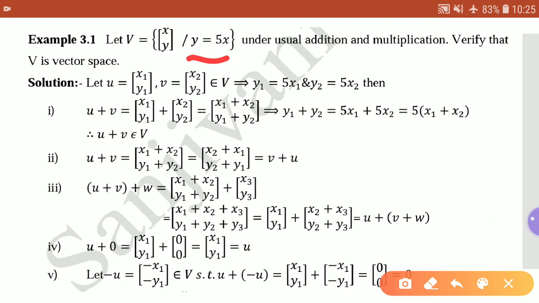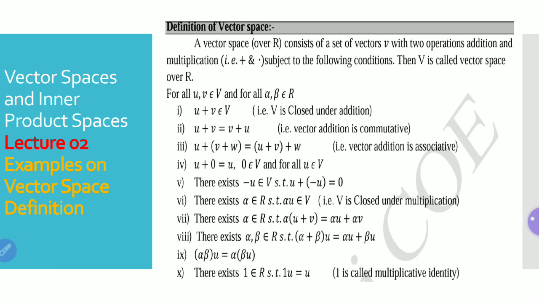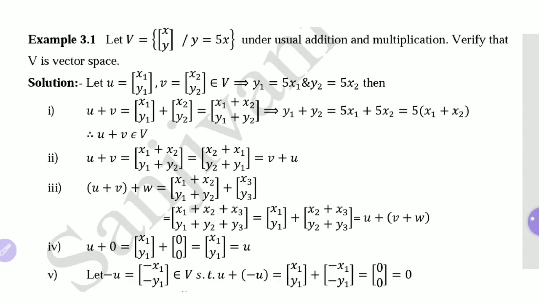For verifying whether the given set is a vector space or not, we need to verify these 10 properties, starting from the first property up to the tenth. The first 5 properties are related to the addition operation. The first is the closure property: we have to check whether V is closed under addition or not. Then whether addition is commutative or not, whether addition is associative or not, whether the zero element, the identity, exists or not, and then whether the inverse of every element exists under addition. These 5 properties for addition we are going to check first.